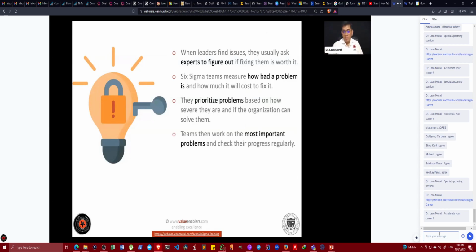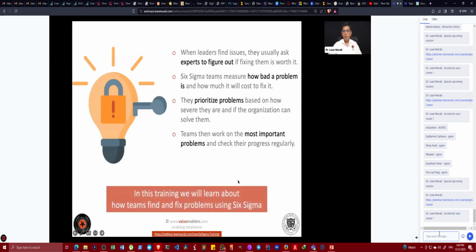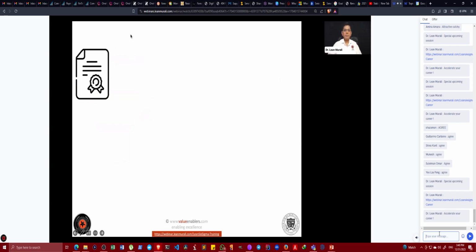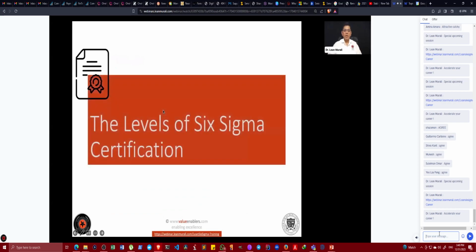Okay. Teams then work on important problems. The Six Sigma teams will work on important problems, check the progress and learn. So in this training, we will learn about how the teams find and fix problems using Six Sigma. Okay, let's go a little deeper. I'll tell you the architecture.